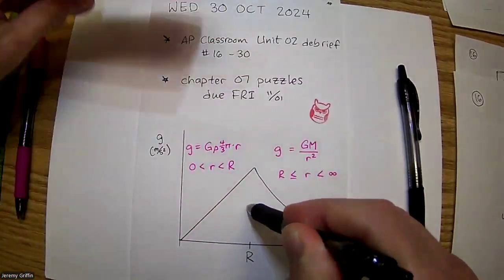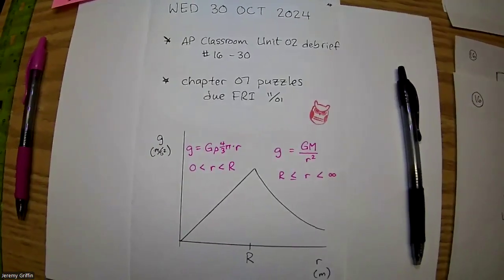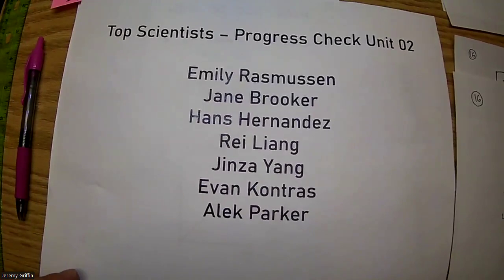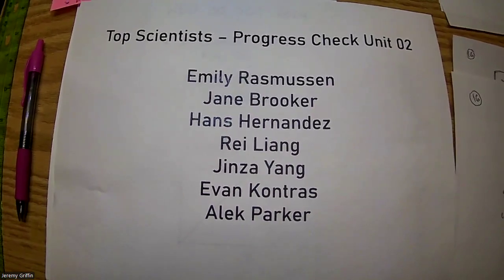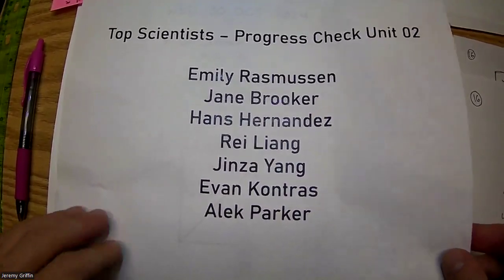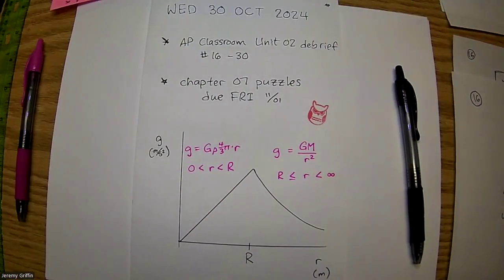All right. I got a top scientist list for progress check unit 2. So if you're on this list, you did really, really good on that progress check. We're halfway through debriefing, so we'll debrief the other half today. Nice job if you're on this list.